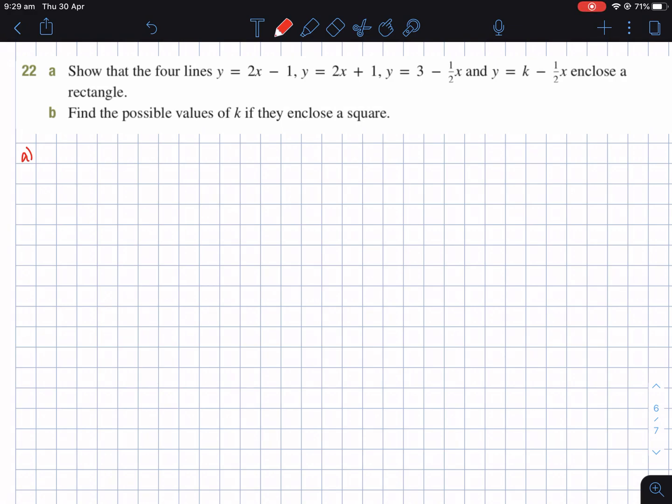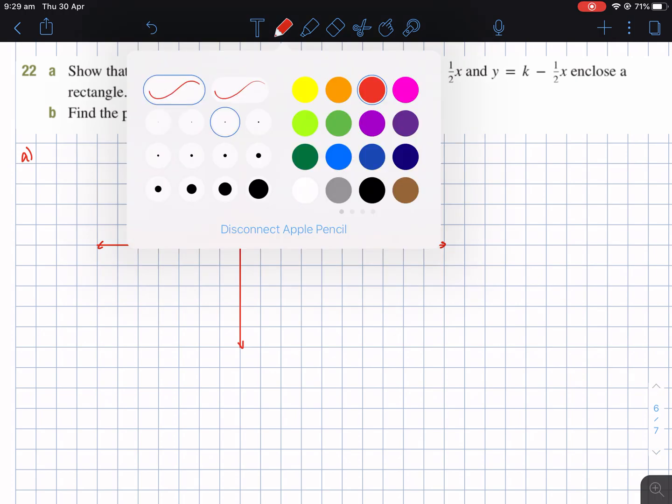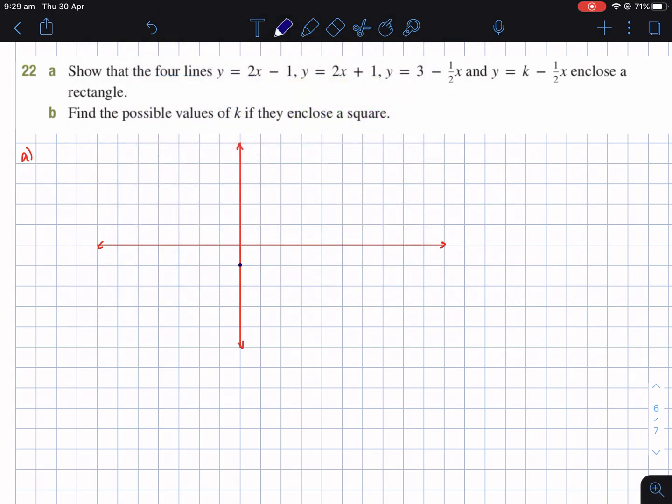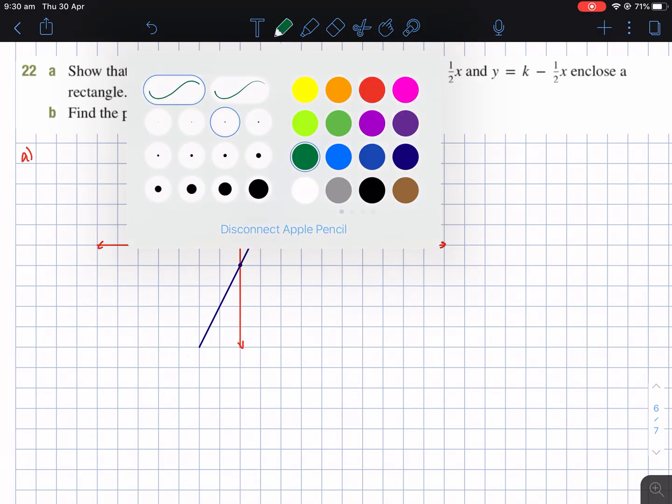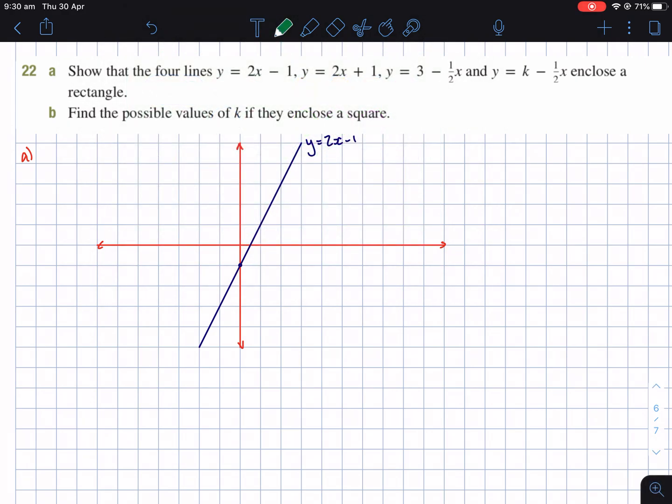All right, question 22. I'm going to start off by drawing them. So y equals 2x take 1 starts at -1 and it has a gradient of +2, so it goes up 2 for every 1 it goes across. So this is y equals 2x take 1. We've got y equals 2x plus 1, so it's the same line but moved up 2 spots.